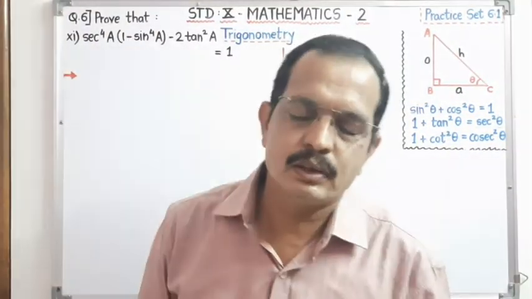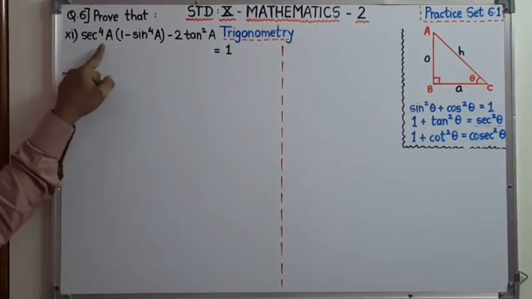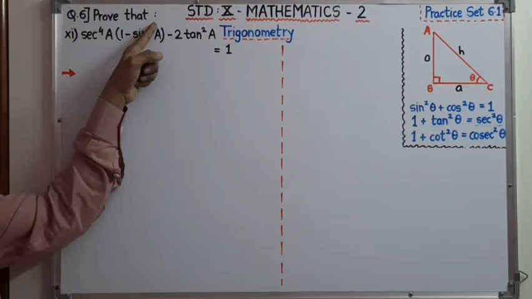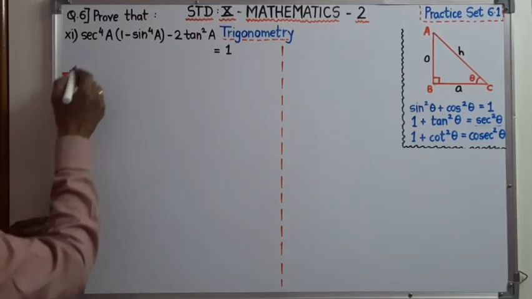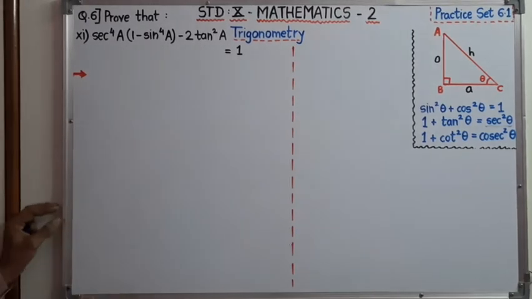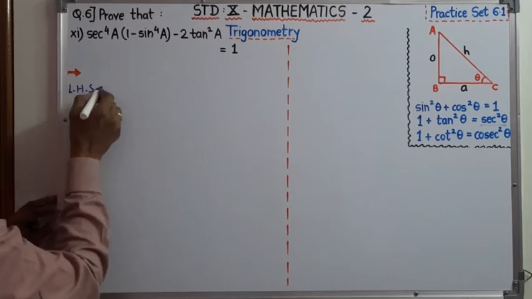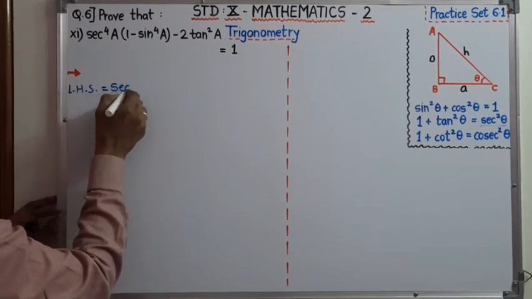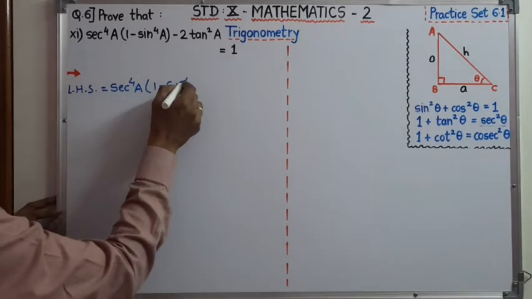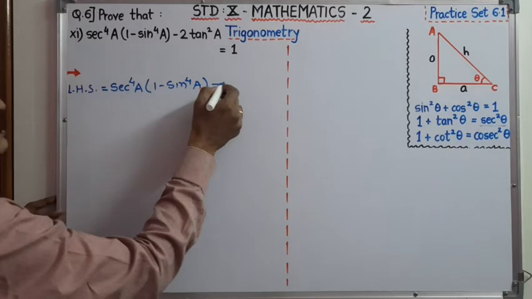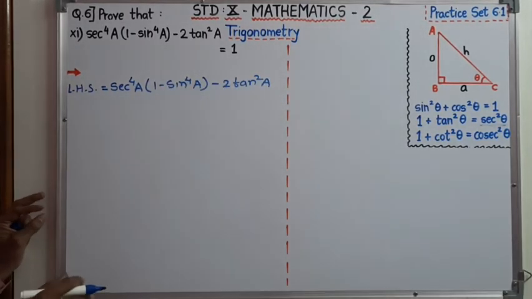Dear student, now we have to solve question number 11. sec^4 A (1 − sin^4 A) − 2 tan^2 A = 1. We have to solve the LHS and show it equals the RHS. LHS is equal to sec^4 A (1 − sin^4 A) − 2 tan^2 A. We write the LHS as it is.